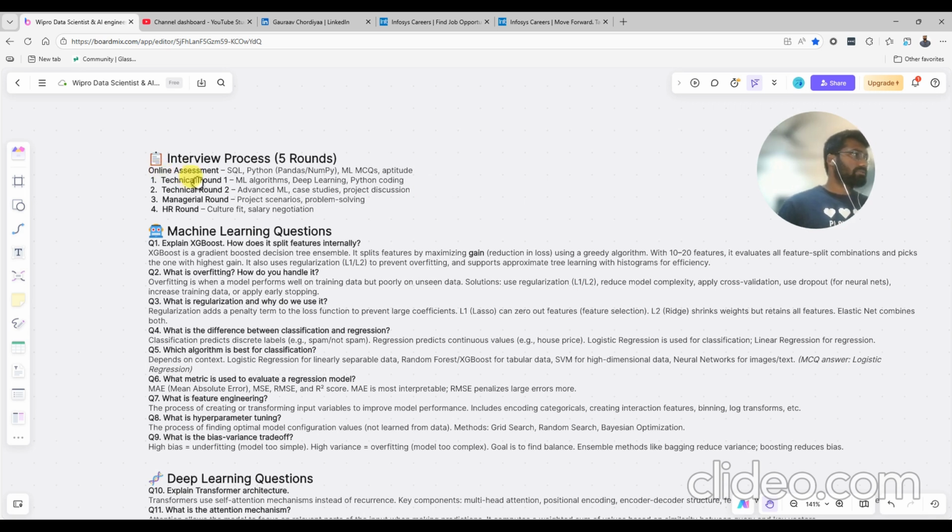So the first one is an online assessment. It depends again on the profile. There will be a SQL question, Python, NumPy, and Pandas related questions, ML, machine learning related questions, MCQ questions, and aptitude. This is the basic question list you will get in the online assessment. Now, technical round one, technical round two.